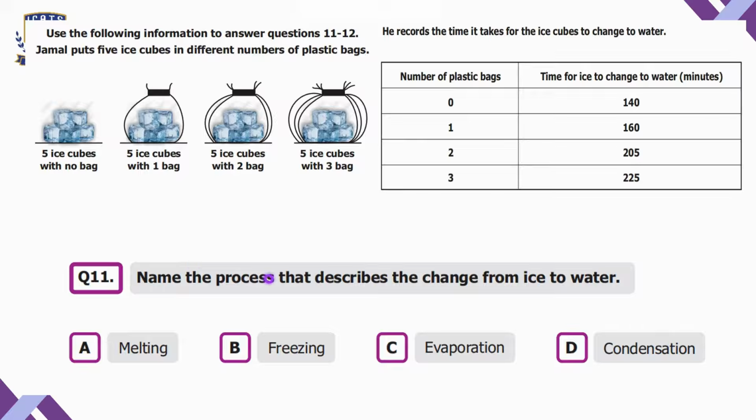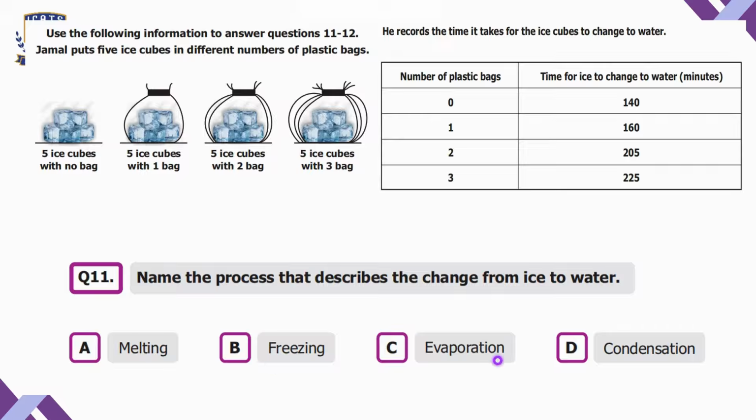Question number 11. Name the process that describes the change from ice to water. Option A is melting. Melting occurs when a solid such as ice absorbs heat energy and transitions into a liquid state, which is water in this case. So yes, option A is the correct option. But let's check the other options as well. Option B is freezing, which is the reverse process of melting, so we'll not select it. It turns water into ice.